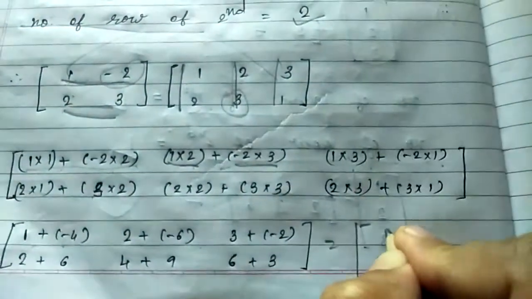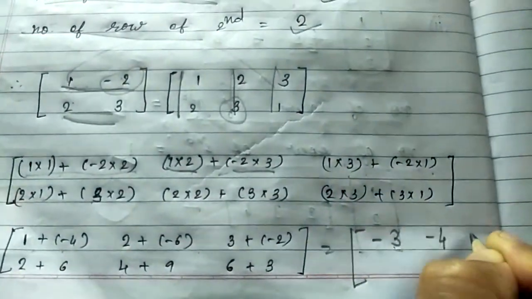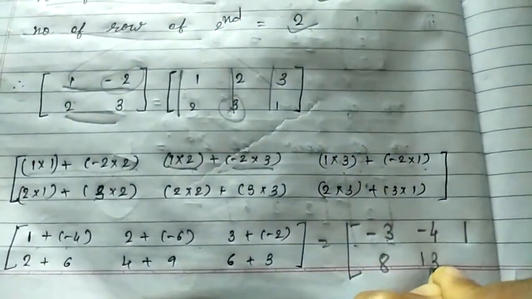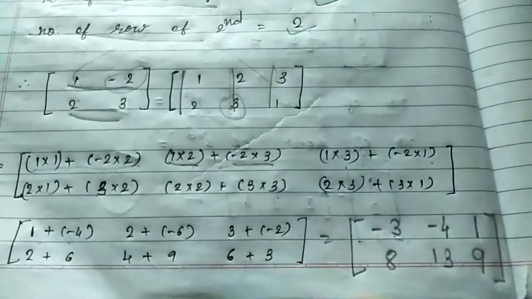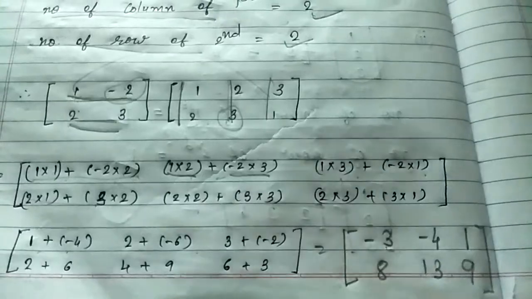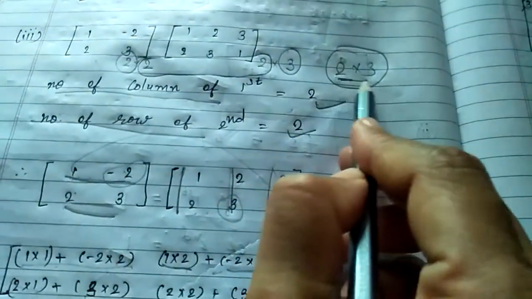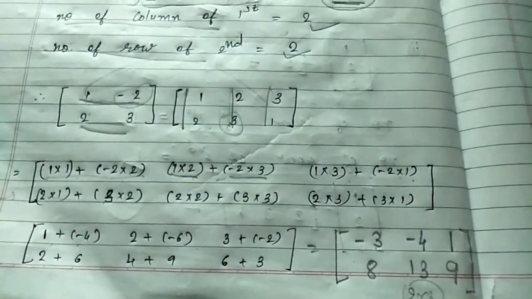Let me write down here, that is minus 3, then minus 4, and 3 plus minus 2, that is 1. 2 plus 6, that is 8. 4 plus 9, that is 13, and 6 plus 3, that is 9. So this is your product, and you can see student, the order of the matrix is 2 row and 3 column. So 2 by 3. What we have decided, that what should be the product? 2 by 3 matrix. Okay students, so I hope you understood the matrix multiplication.